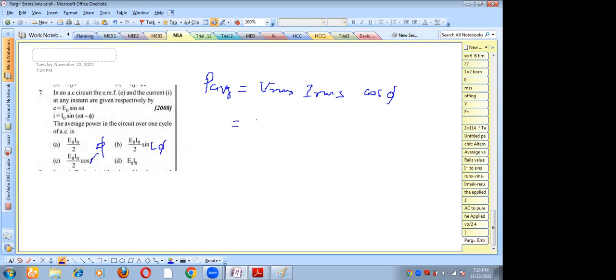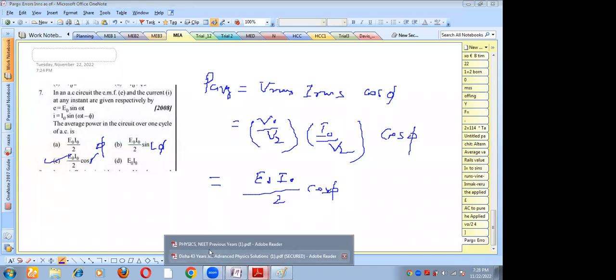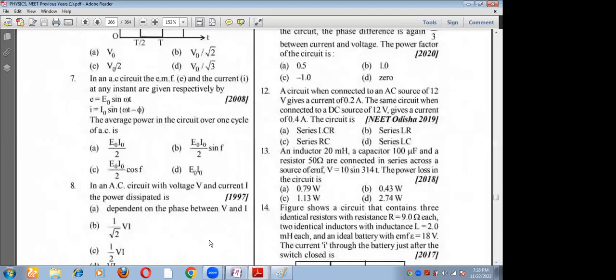So we know that VRMS is V naught by root 2. IRMS is equal to I naught by root 2, cos phi. In the question it is given as E naught. So E naught I naught by 2 cos phi. C is the correct answer. Got it? Moving to the next question.